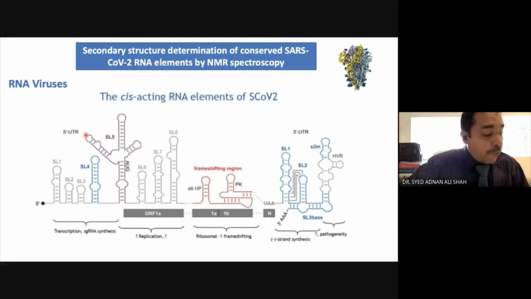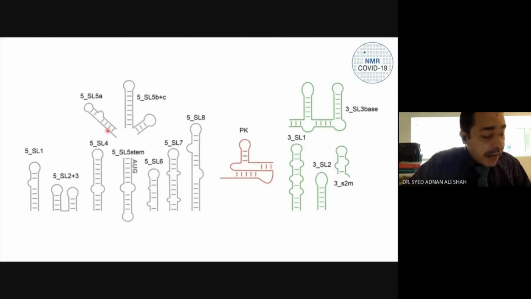What they have done is identify four elements, which are considered to be the leader region or the pathogenic region. So they identified four regions, 1, 2, 3, and 4. Then they took three specific regions and cut them into 14 RNA constructs. So these are 14, 1, 2, 3, 4 and so on.